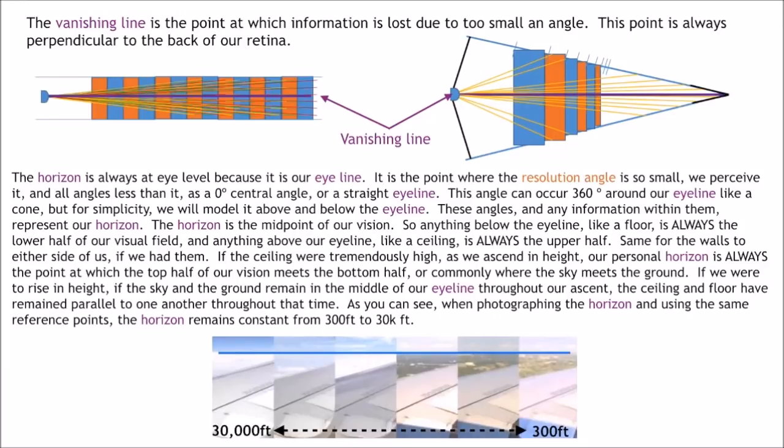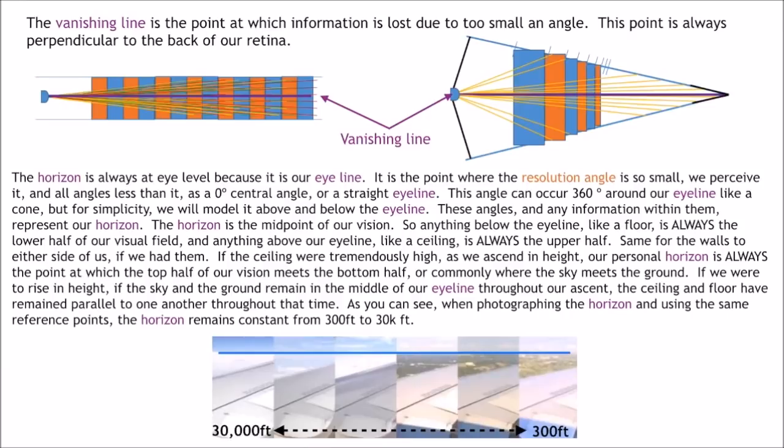The horizon is the midpoint of our vision, so anything below the eye line, like a floor, is always the lower half of our visual field, and anything above our eye line, like a ceiling, is always the upper half. Same for the walls to either side of us, they're always the left or right fields, if we had them. So if the ceiling were tremendously high, as we ascend in height, our personal horizon is always the point at which the top half of our vision meets the bottom half, or commonly where the sky meets the ground. If we were to rise in height, and the sky and the ground remain in the middle of our eye line throughout our ascent, the ceiling and floor have remained essentially parallel to one another throughout that time.